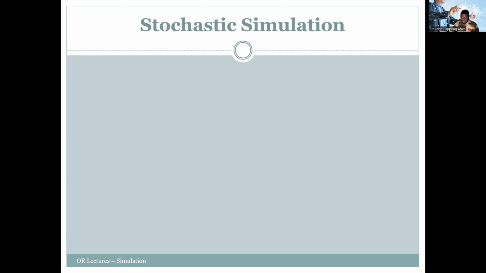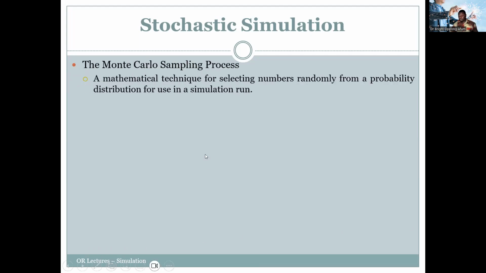So the Monte Carlo process is a sampling method, a sampling mathematical technique, for selecting numbers randomly from a typical probability distribution. And we normally use that in the selection of a simulation run, right?